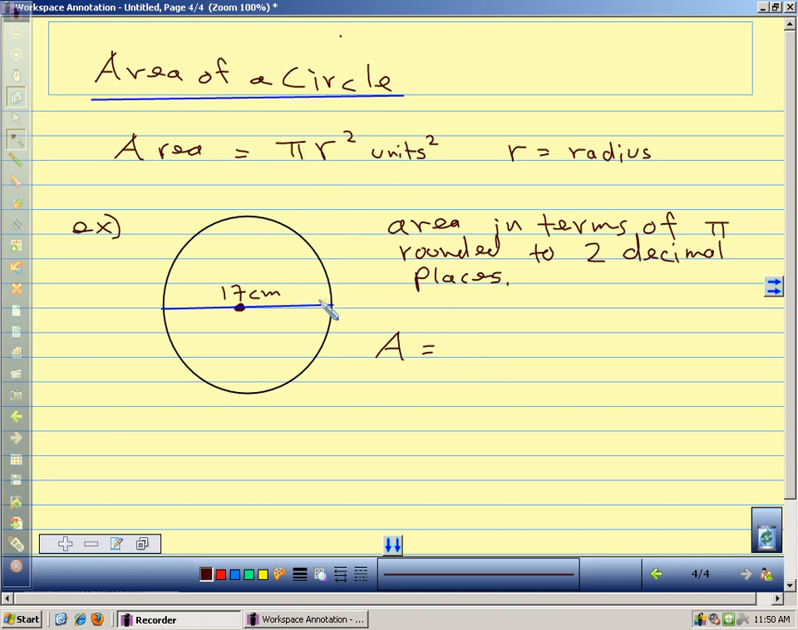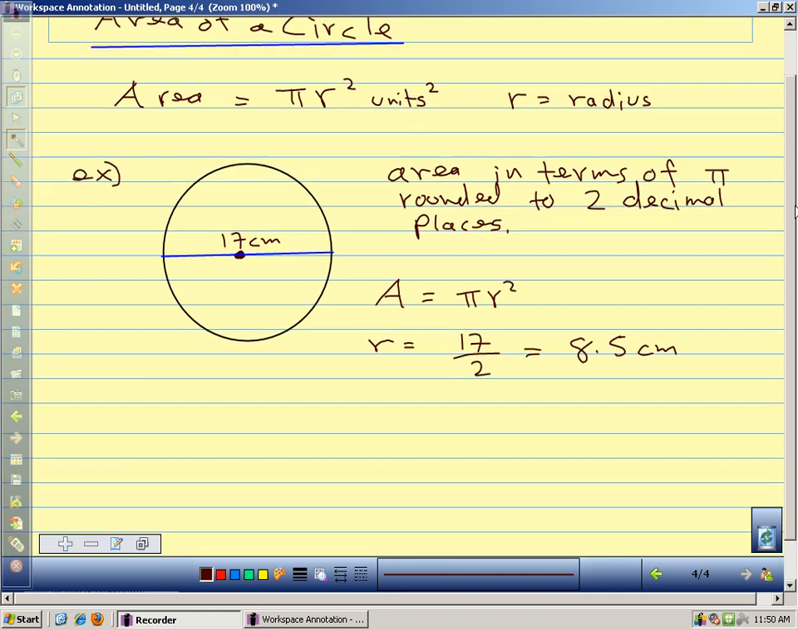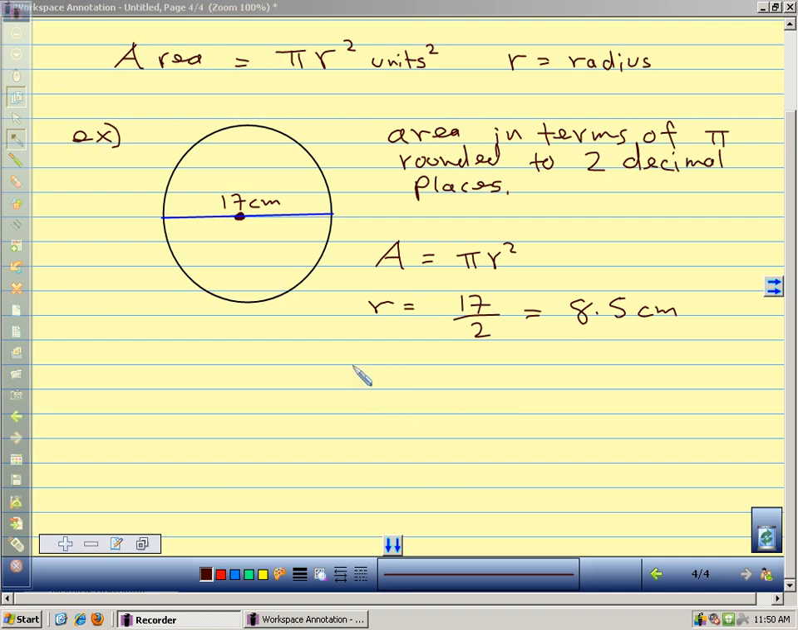What's the radius of this circle? 8.5. How did we get 8.5? Divide the diameter by 2. So the radius equals 17 divided by 2, so we get 8.5 centimeters. My radius is 8.5 centimeters. And now I can put that into my formula. The area is pi times 8.5 squared.